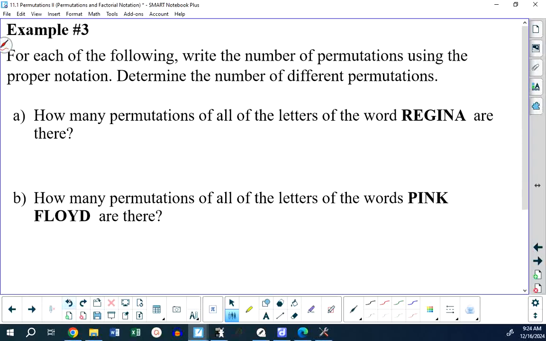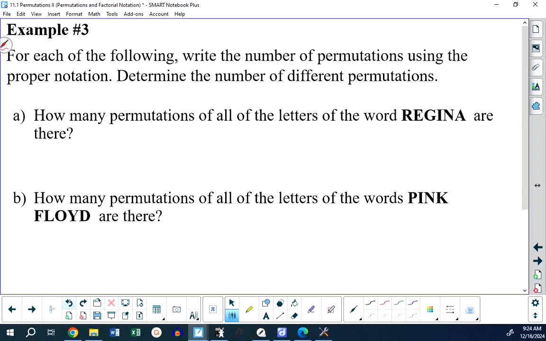So, example 3. And you already know how to do a lot of these questions, okay? You're not learning anything new in terms of solving problems. You're learning something new in terms of how to think of them. How many permutations of all of the letters of the word Regina are there?